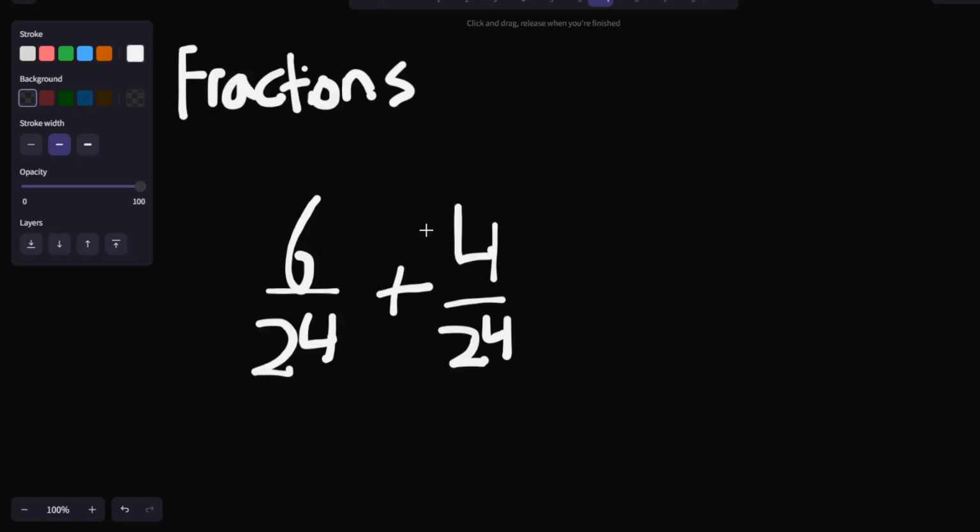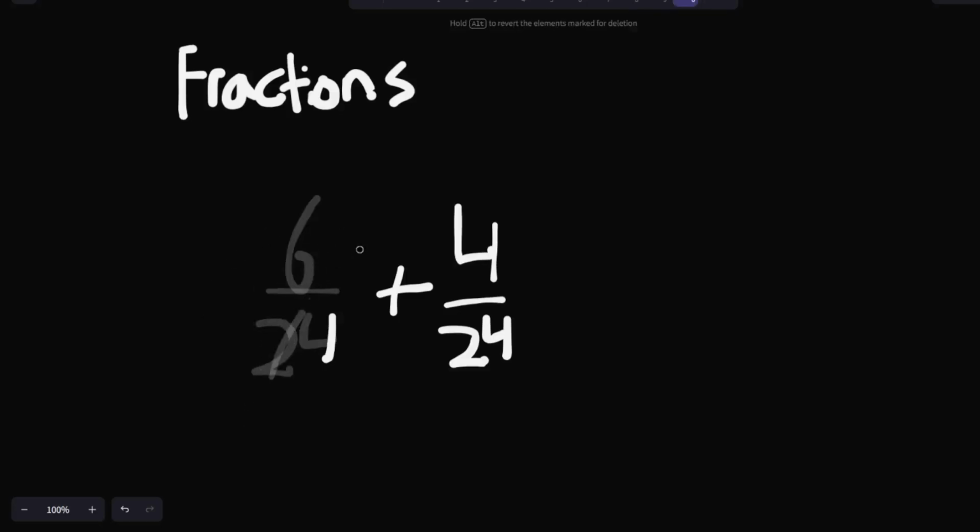And now since the denominators are the same, we can just add them like we did before. So 6 plus 4 is 10. So our fraction becomes 10 over 24.